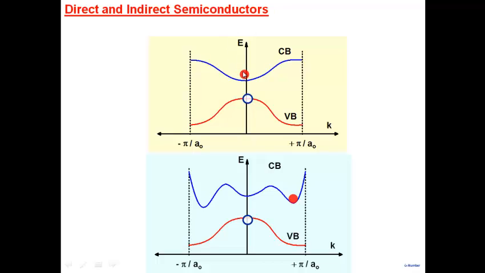Therefore, as you go from here to here, because the photon carries very little momentum, this is fine, right? You don't require a change in k value here. K is what represents momentum. So as you go from here to here, it doesn't require any change in momentum. And therefore, my electron can go from here to here and emit light.